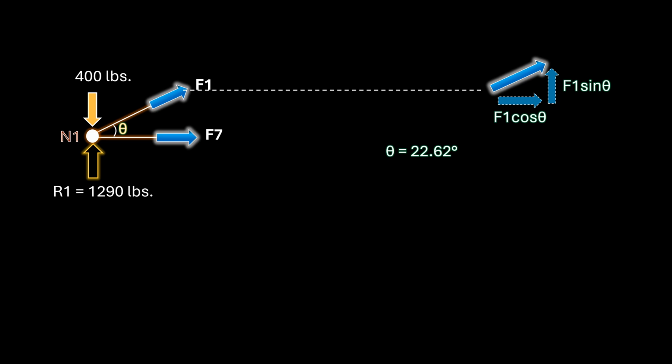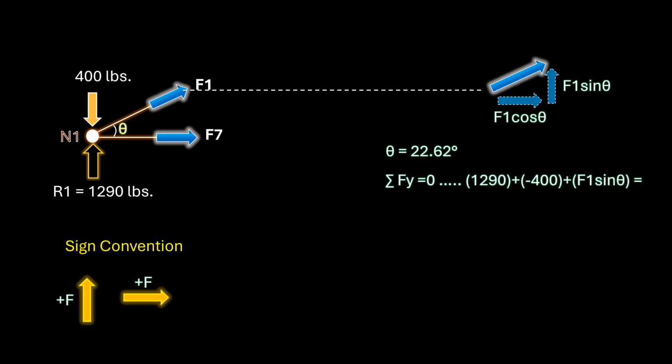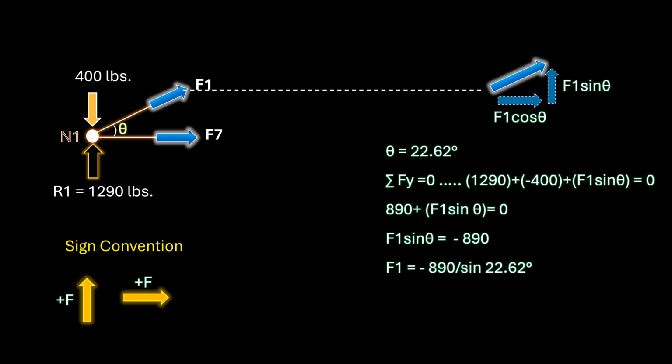Let us now consider the equilibrium equations. The sum of forces in the y direction is 0. Keeping in mind our sign convention, we have 1290 plus negative 400 plus F1 sine theta equals 0. 1290 minus 400 is 890. So we have 890 plus F1 sine theta equal to 0, or F1 sine theta equal to negative 890. Theta is 22.62, and therefore F1 is the quotient of negative 890 and the sine of 22.62 degrees.